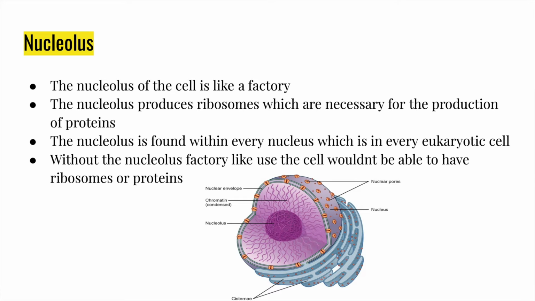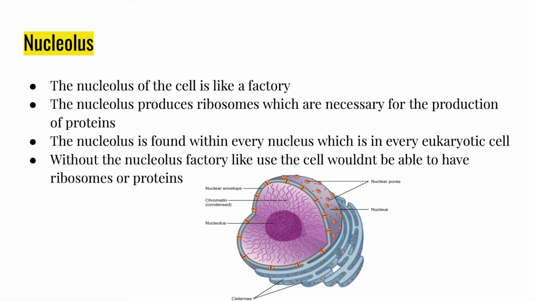This is the nucleolus. The nucleolus of a cell is like a factory. The nucleolus produces ribosomes, and they are necessary for the production of proteins. The nucleolus is found within every nucleus, which is every eukaryotic cell. It is not found in prokaryotic cells because they do not have a membrane-bound nucleus.